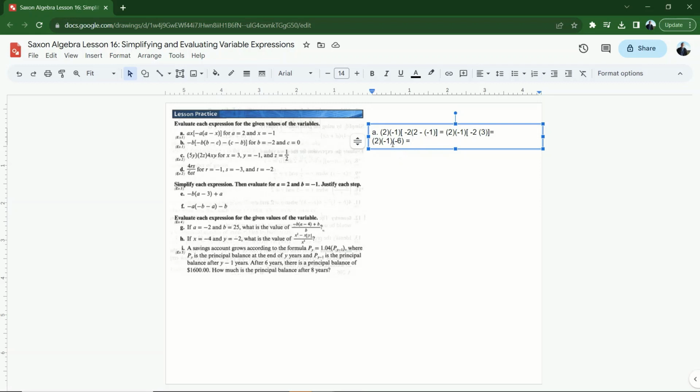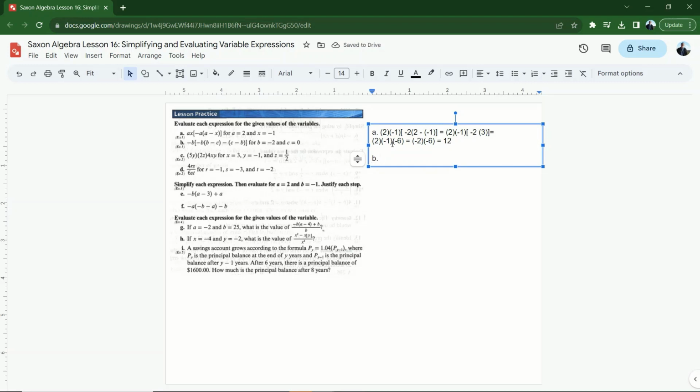2 times negative 1 is negative 2. So this is going to become negative 2 times negative 6. Now I'm multiplying 2 negatives together, which is going to become a positive. So this is going to be positive 12, and that's my answer for letter A.